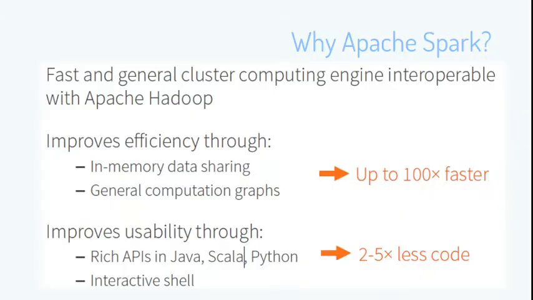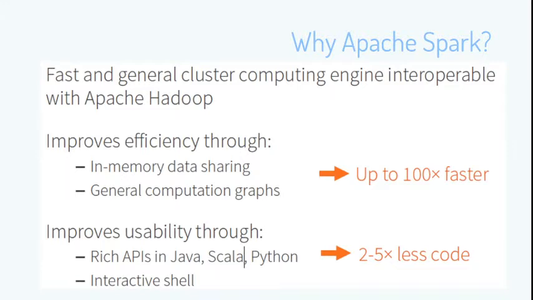So here you can see why we are using Apache Spark. It's a fast and general cluster computing engine. It helps to improve the efficiency and usability. Efficiency means what type of efficiency? Like memory or computational graph. Here we need to highlight the point computational graph. What does computational graph mean?